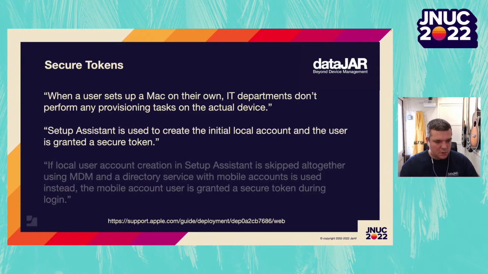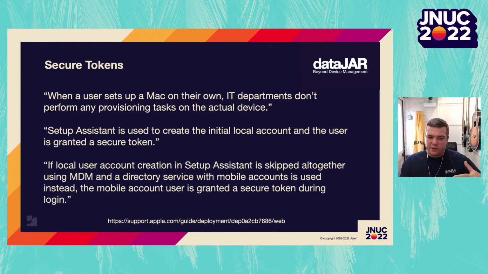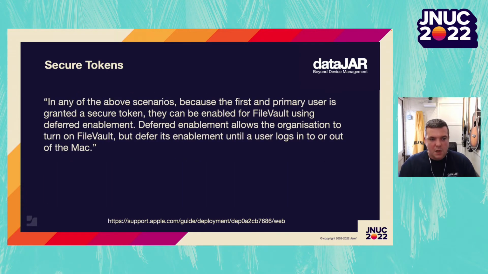As long as you don't pause. If local user account creation in Setup Assistant is skipped altogether using MDM, a directory service with mobile accounts is used instead. The mobile account user is granted a secure token during login. So this is the newer OSs, but this is the type of workflow that should be working. In any of the above scenarios, because the first and primary user is granted a secure token, they can be enabled for FileVault using deferred enablement. Now, deferred enablement, which Apple go further here to say, allows the organization to turn on FileVault, but defer its enablement until the user logs in or out of the Mac. Talking about enabling FileVault via an MDM profile, basically.